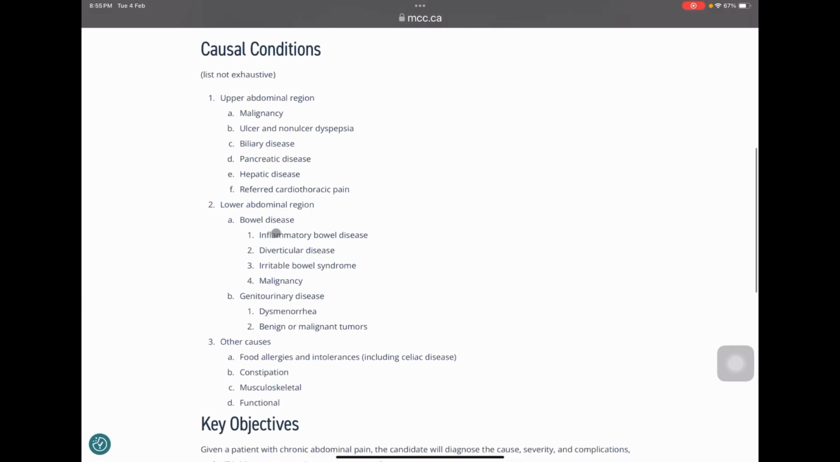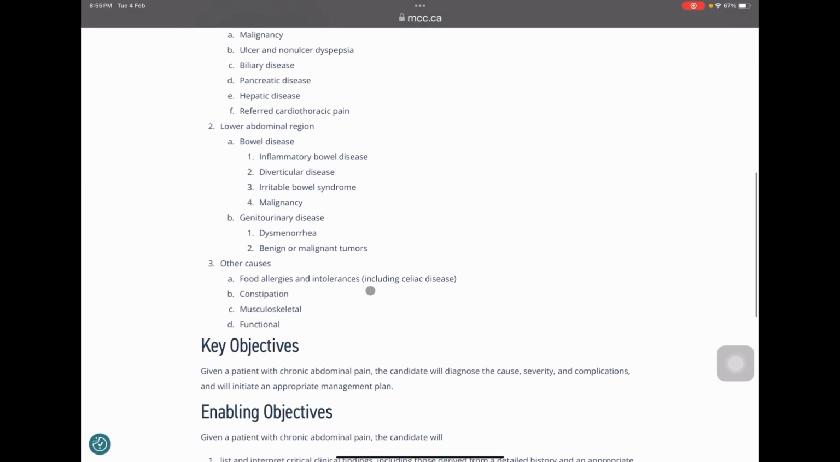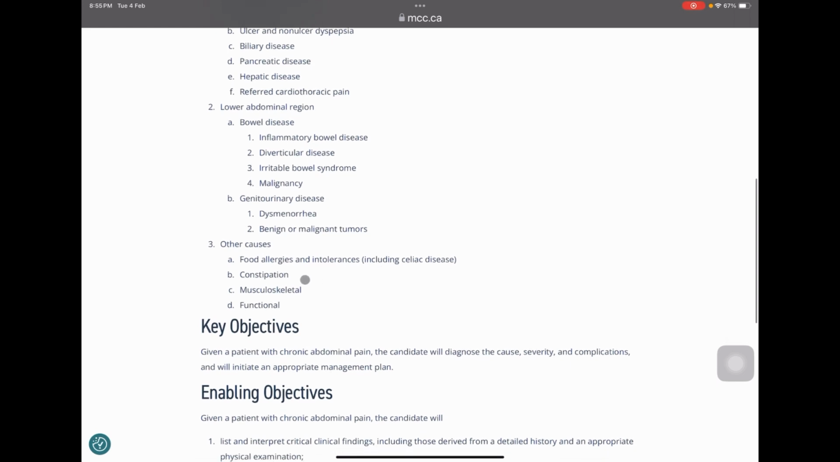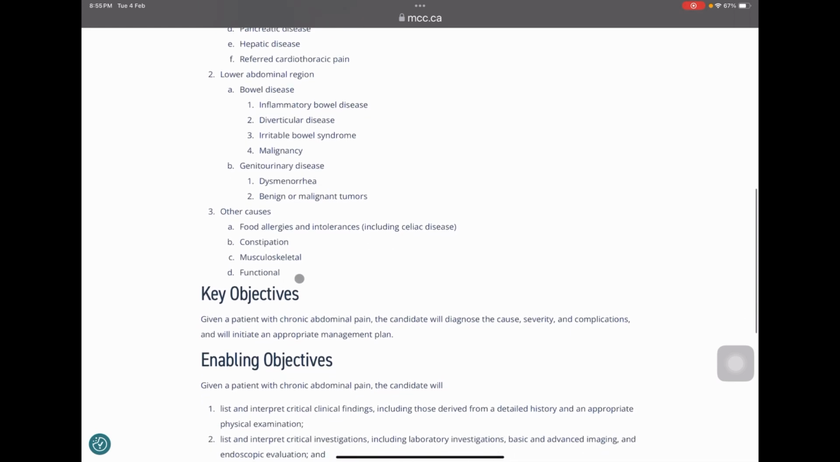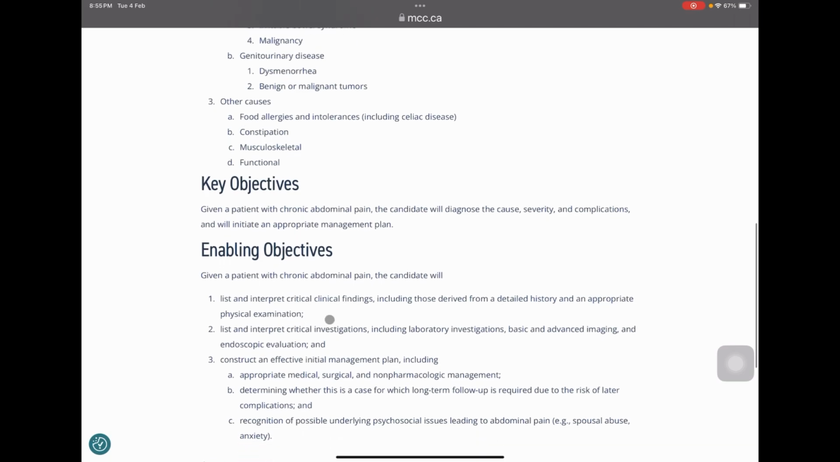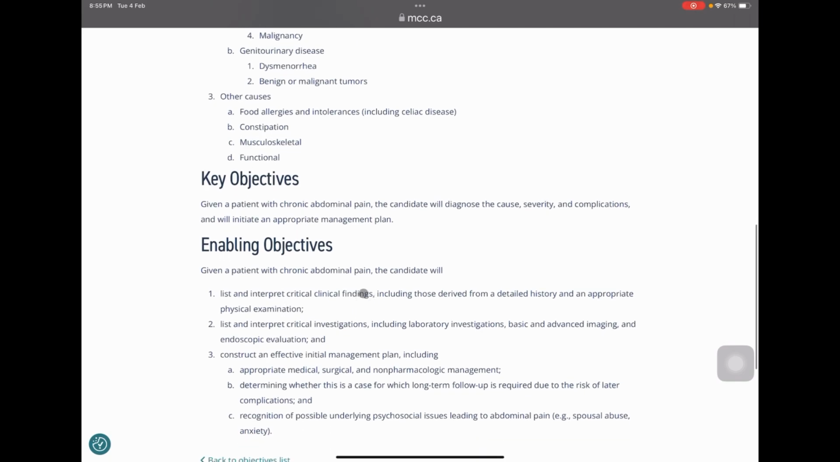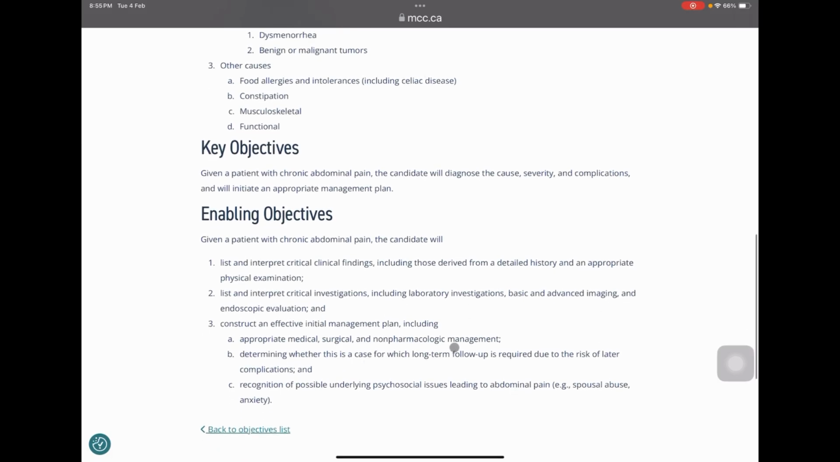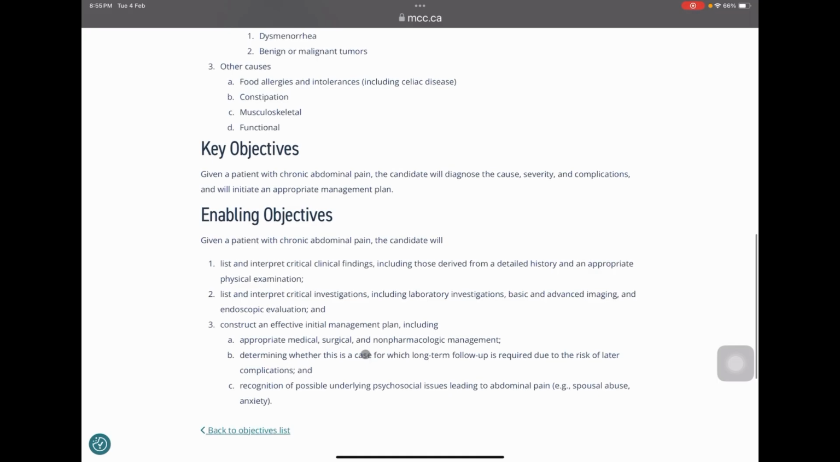For lower abdominal pain, they want you to consider IBD, diverticular disease, IBS, malignancy, genitourinary disease like dysmenorrhea, benign and malignant tumors, and other causes like food allergies, intolerance, celiac disease, constipation, musculoskeletal, and functional causes. Here they also want you to know the clinical findings, and those derive from history and appropriate examination: history and examination findings, lab investigations, advanced imaging, endoscopic evaluations, and a management plan, non-pharmacological, pharmacological, medical and surgical.